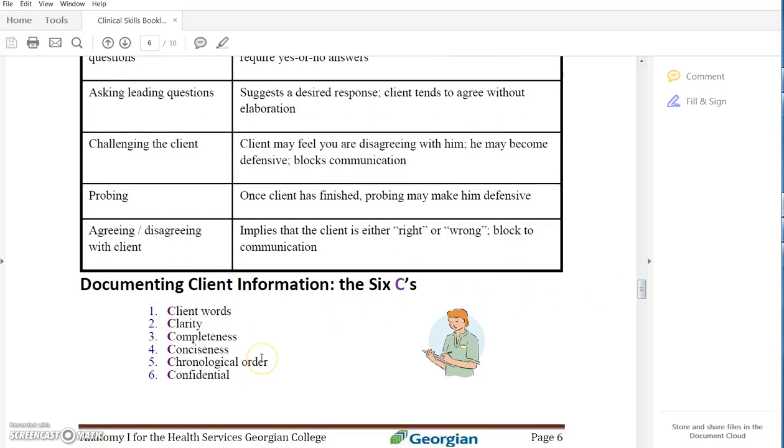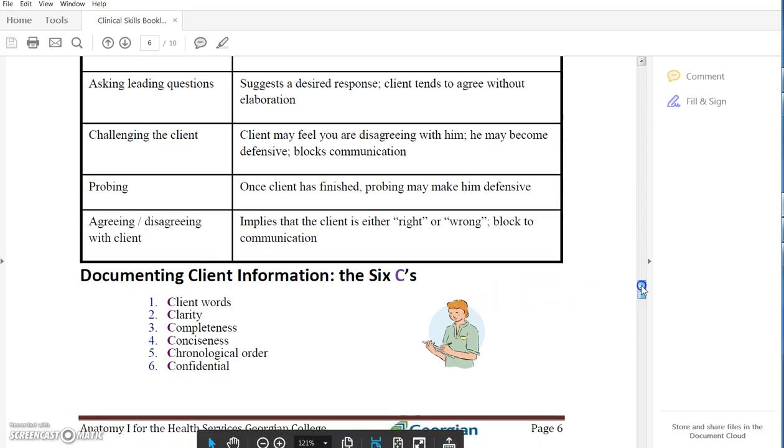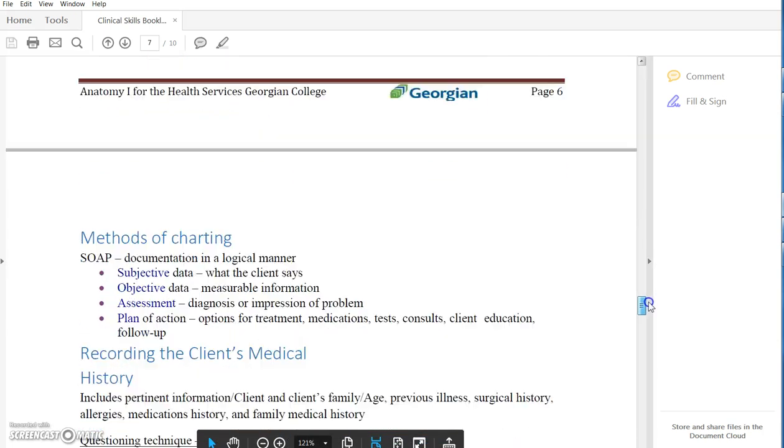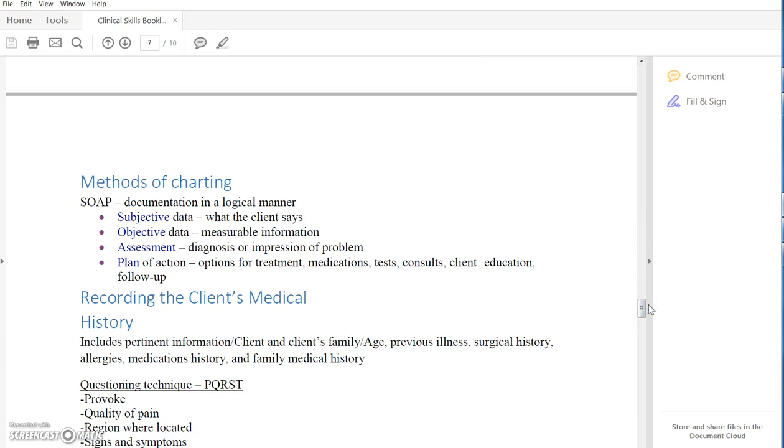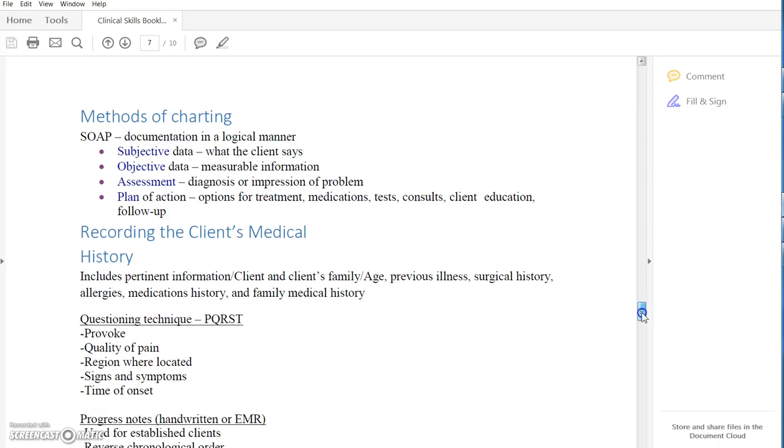When documenting the client's information, remember the 6 C's. The client's word, the clarity of their words, the completeness of your documentation and the conciseness, the chronological order in which you record it, and of course the documentation that you are securing is confidential at all times. To conclude our overview of the technical theoretical knowledge, remember the SOAP method of charting. We always approach with a subjective, objective, and assessment and plan. The physician will also approach in that method.